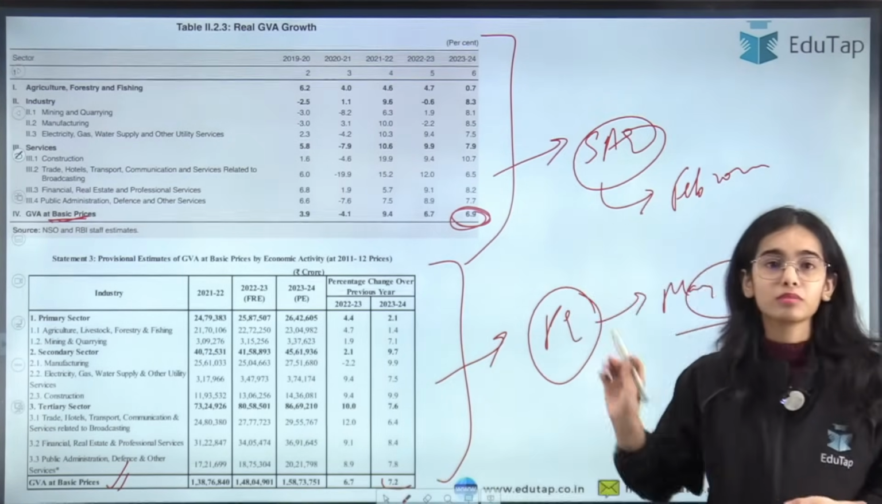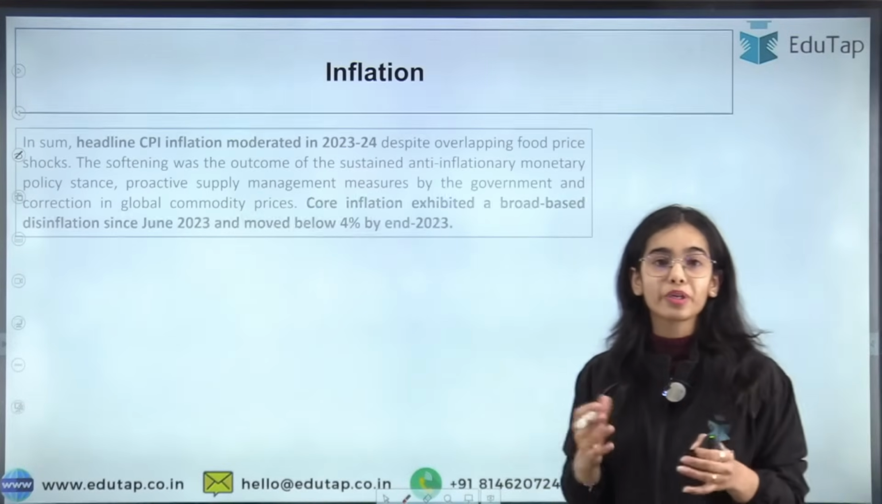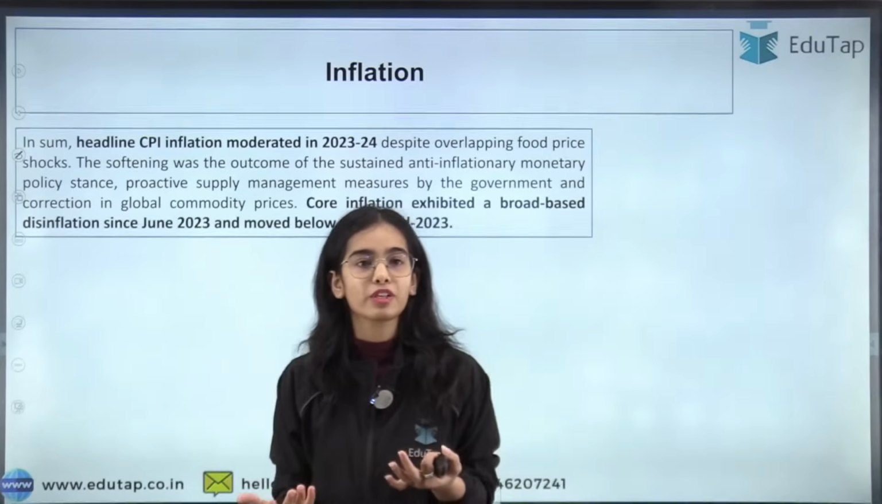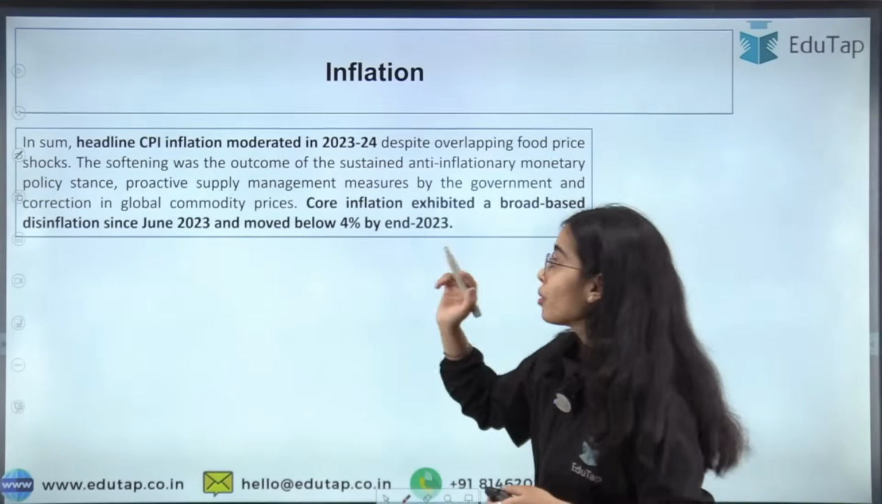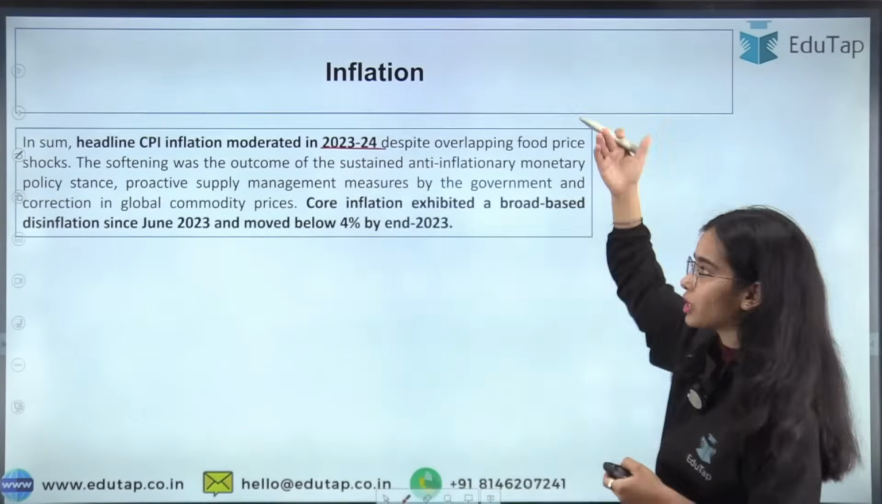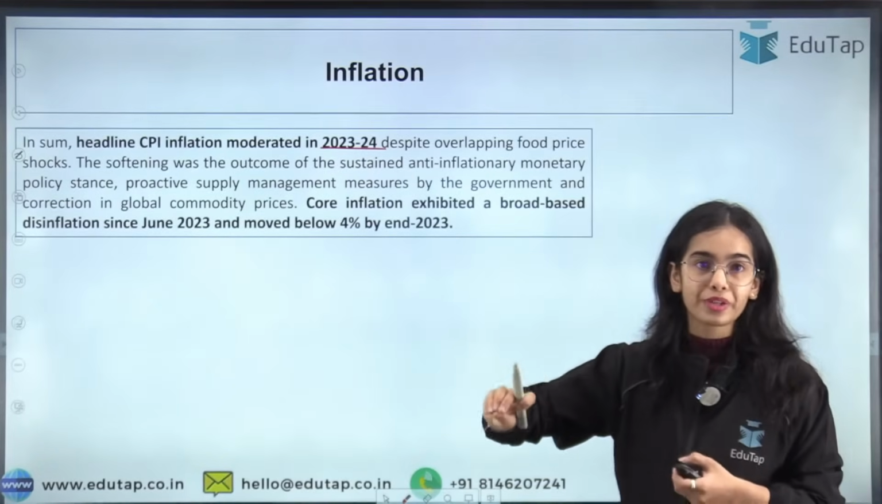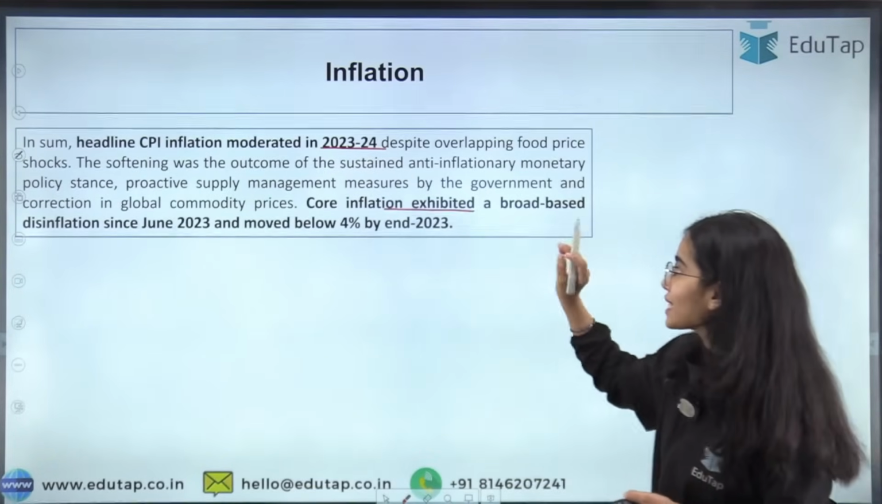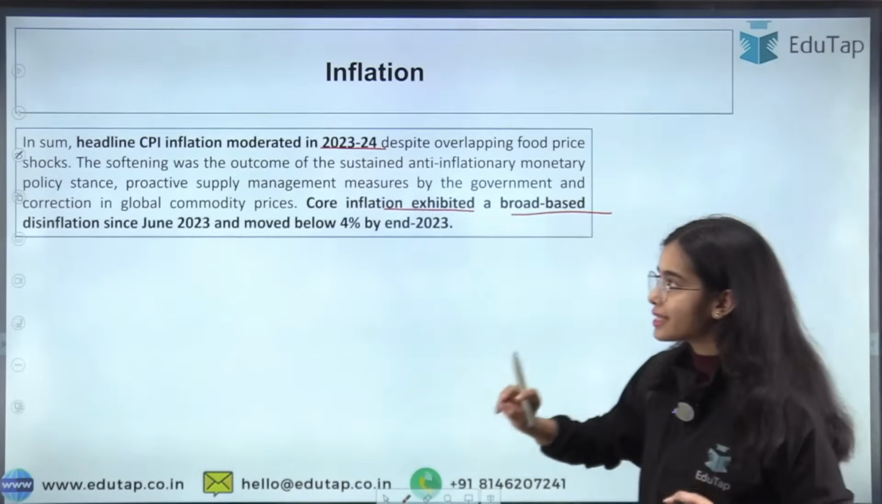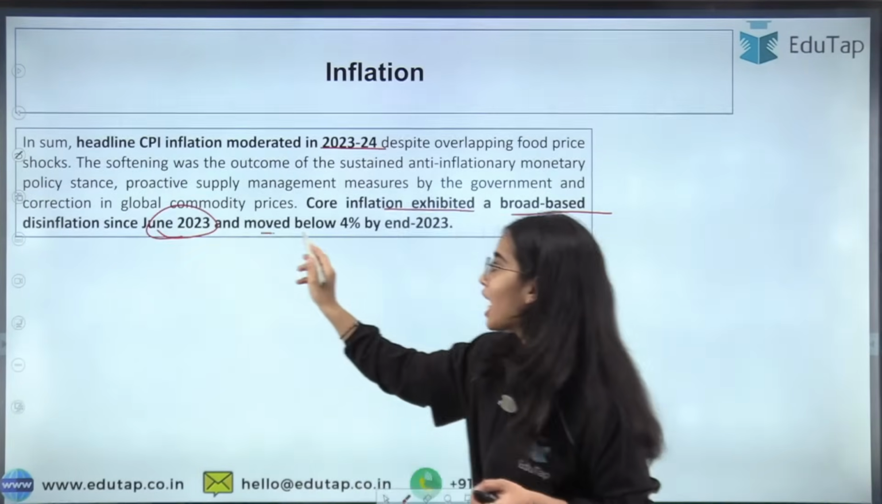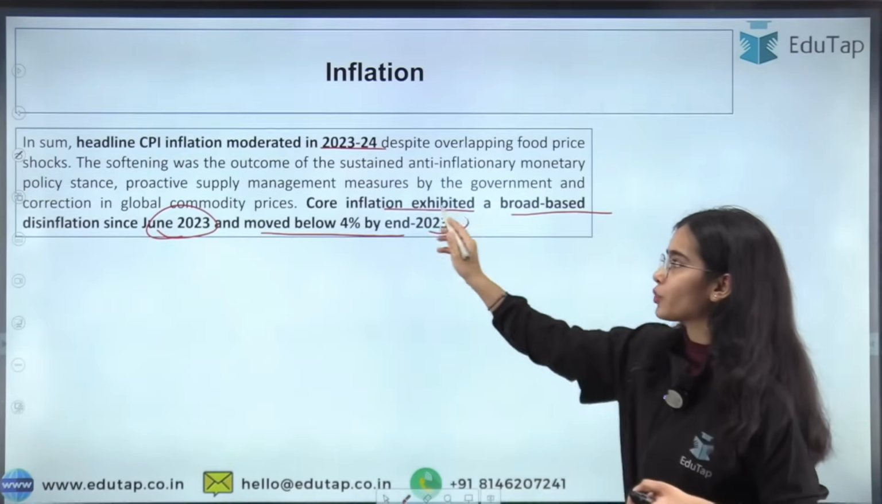7.2%. Okay. So this is the difference. Now coming to the inflation, we have already discussed that the headline CPI inflation moderated in 2023-24 from 2022-23. The core inflation is the one that has exhibited a broad-based disinflation since June 2023 and moved below 4% by the end of 2023.